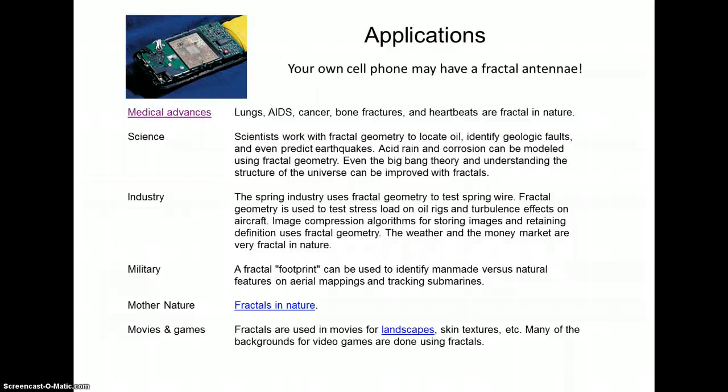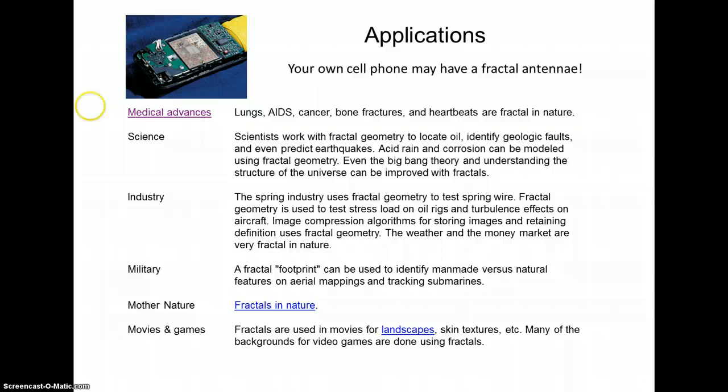The military uses a fractal footprint, which then can be used to identify man-made versus natural features on aerial mappings. As they take pictures of rainforest, they can use this fractal modeling to identify straight lines that would be man-made versus fractal patterns that would be in nature. They also track submarines this way.